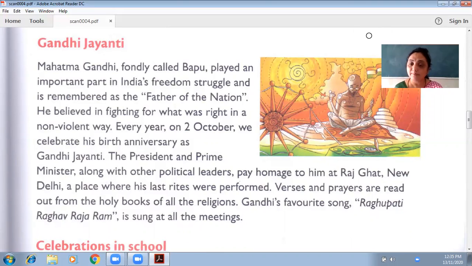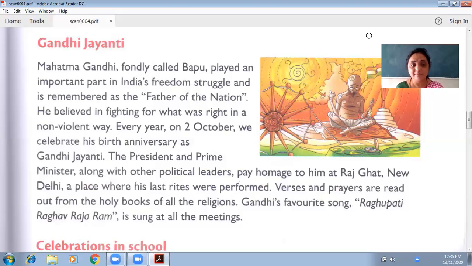How did he fight for the independence of India? He fought in a non-violent way, not at all in a violent way. Non-violent means not hurting others; he said there should not be any violent measures. We take our independence from the British in a non-violent and truthful way, which he called Satyagraha. Every year on 2nd October, we celebrate his birth anniversary as Gandhi Jayanti.